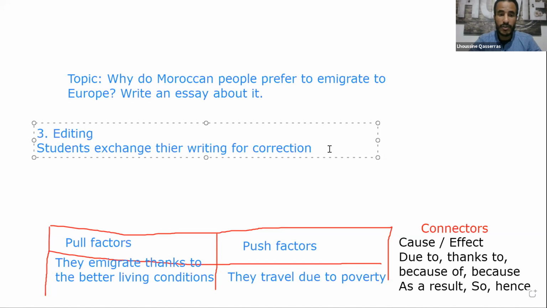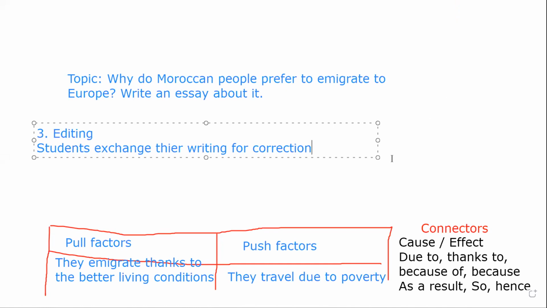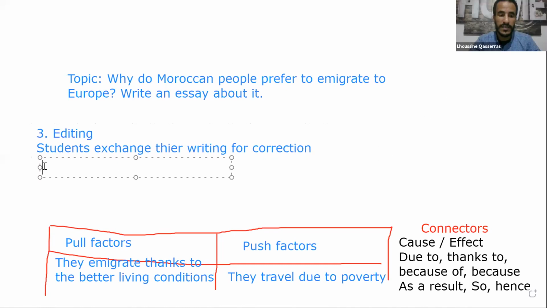Now, once they correct each other, what do they have to do? We can call it redraft. Thank you. So number 4 is redrafting. They have to write again. They have to write these things correctly. Okay, redrafting. And here we can call it redrafting and proofreading at the same time. Proofreading. They have to open their dictionaries and make sure if there are still other mistakes or not.